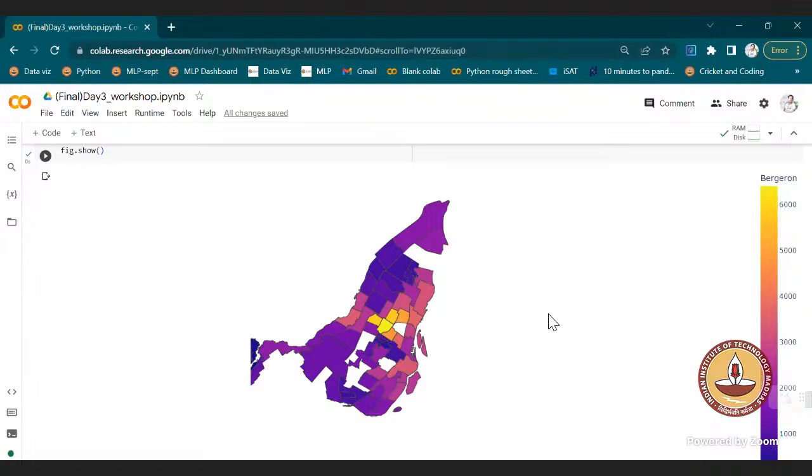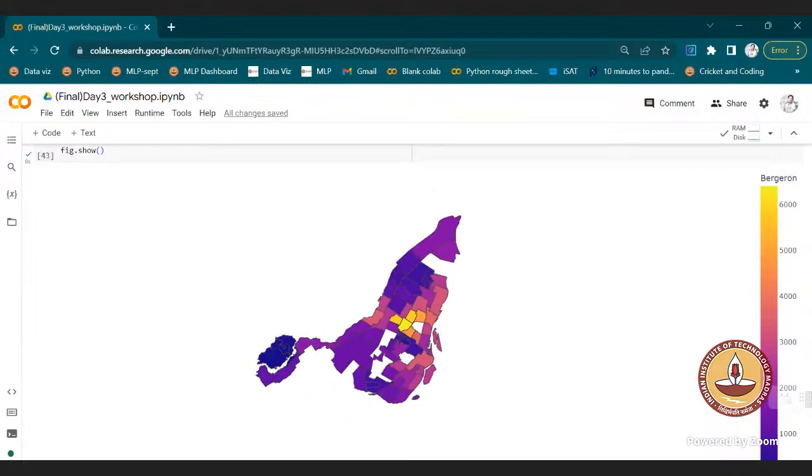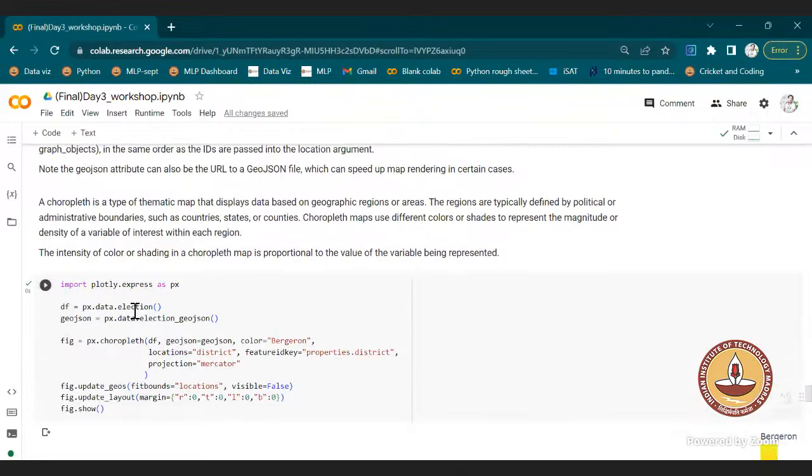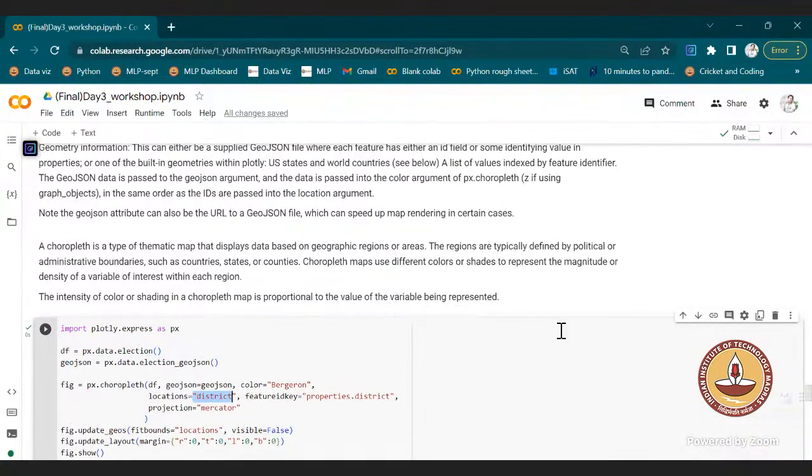Sir, can you show the code? Yeah, I'll definitely try to show those. Sir, what kind of data is there in the district column? The district column in the elections. I assume these are the districts from Canada.